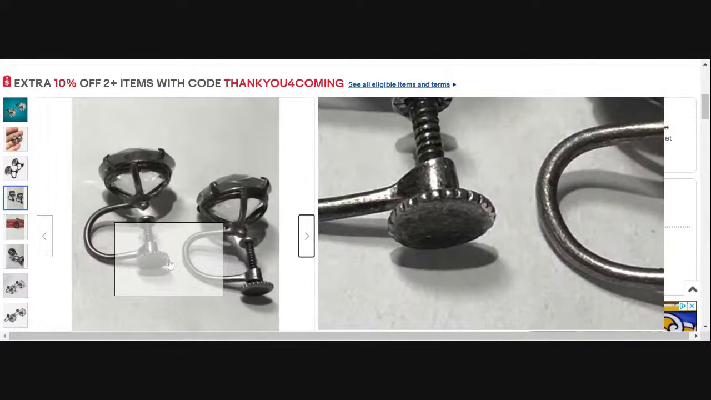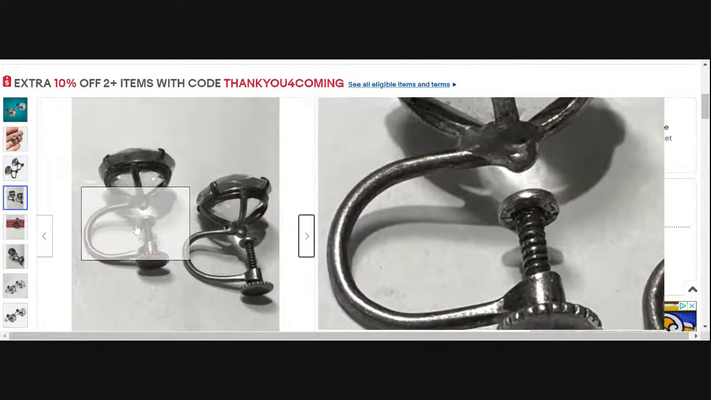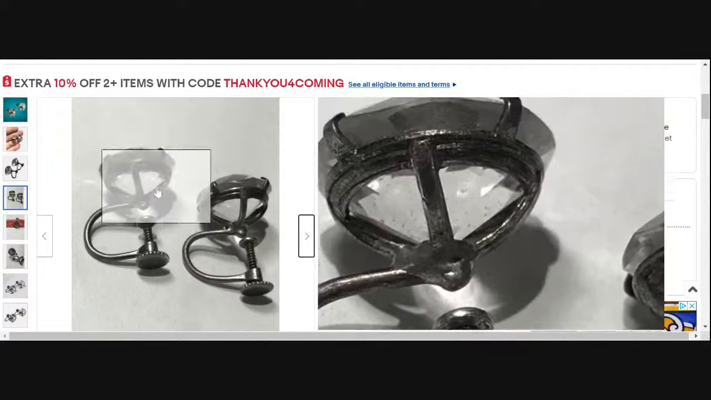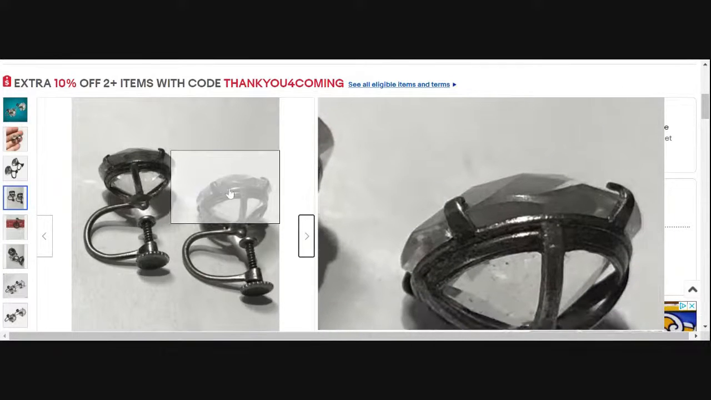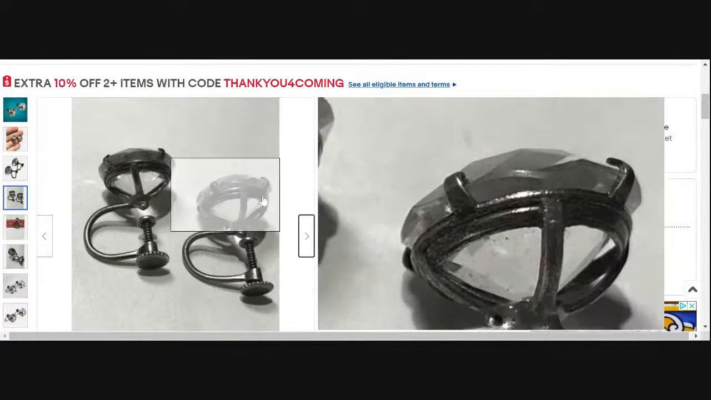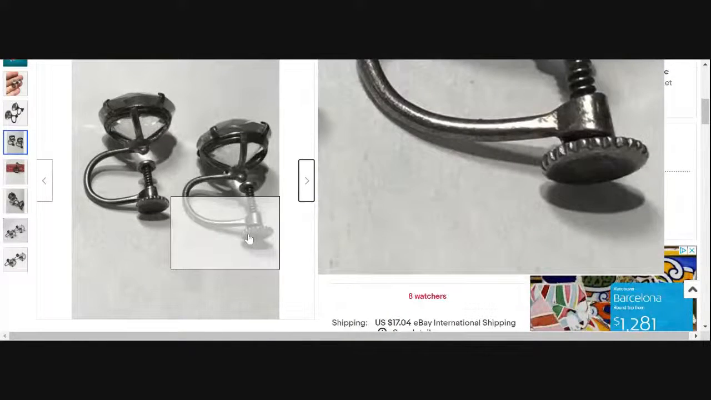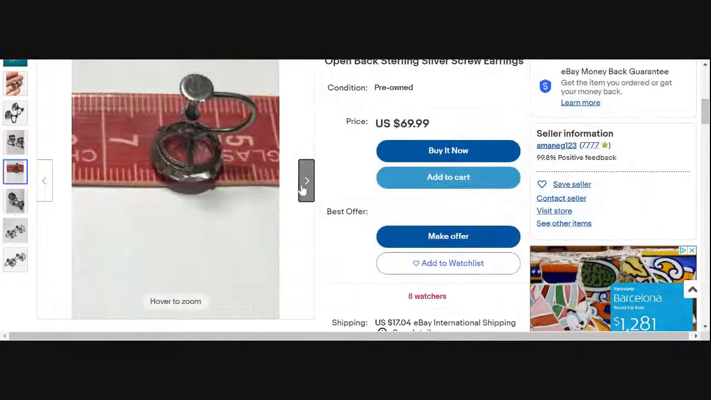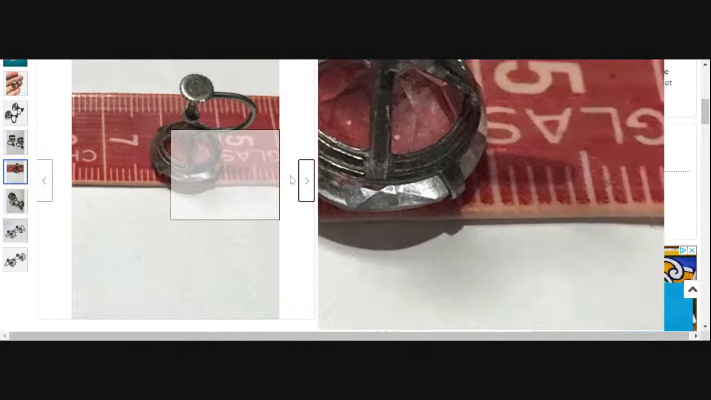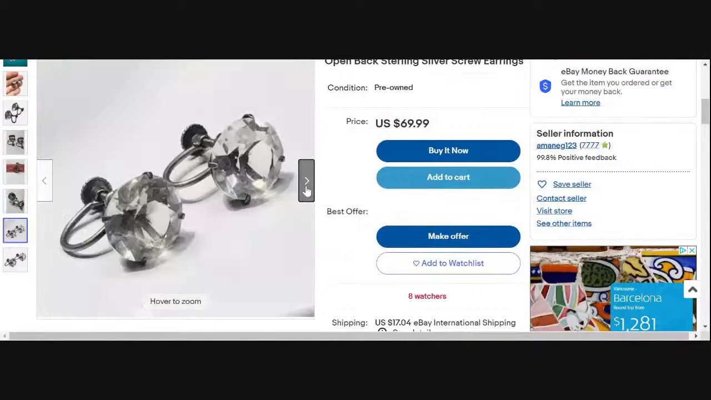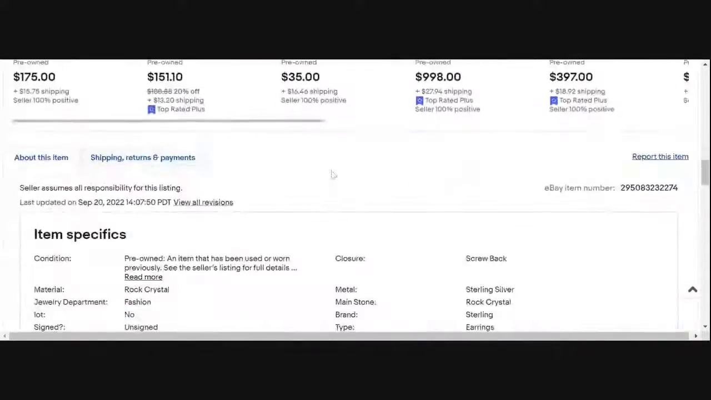Can we see any details that say sterling? Not seeing a whole lot of marks. But I am seeing some faceting on the sides of these that will help them reflect light really beautifully, which I do love to see. There, you can see on the underside as well. They're very well faceted. Okay, let's continue on to the listing.